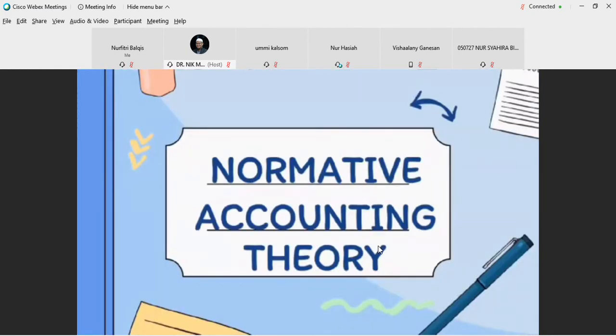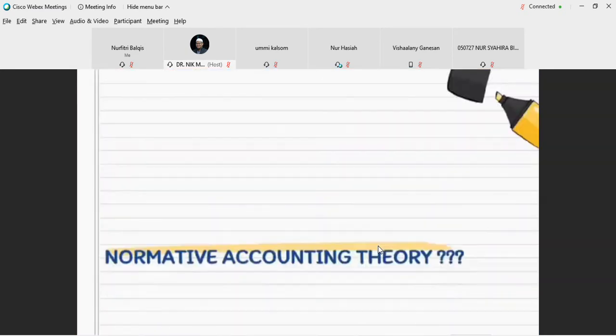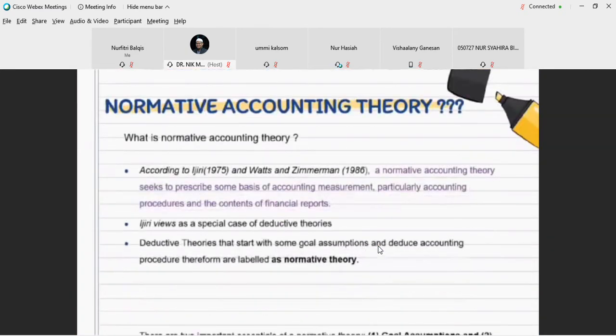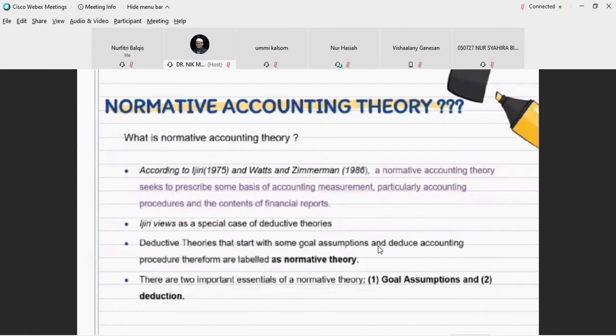Next, normative accounting theory. What is normative accounting theory? According to Watts and Zimmerman, a normative accounting theory seeks to prescribe some basis of accounting measurement, particular accounting procedures, and the content of financial reports. It is viewed as a special case of deductive theory. Deductive theory that starts with some good assumptions and deduces accounting procedures is labeled as normative theory.